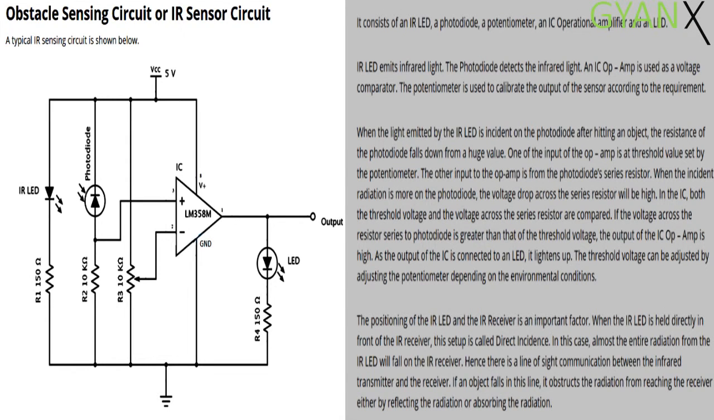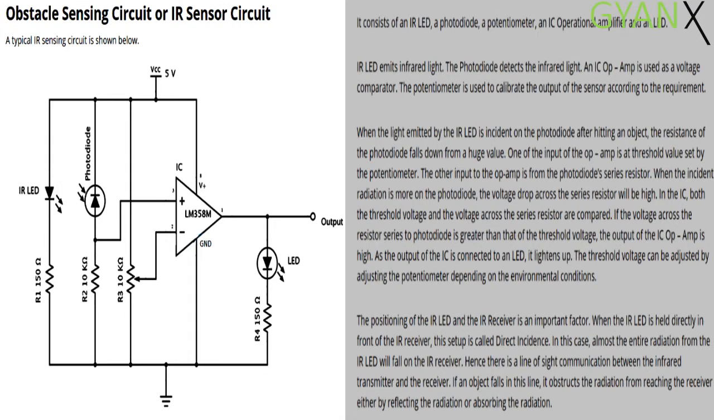IR sensor circuit. A typical IR sensing circuit is shown on your screen. It consists of an IR LED, a photodiode, a potentiometer, an IC operational amplifier, and an LED.